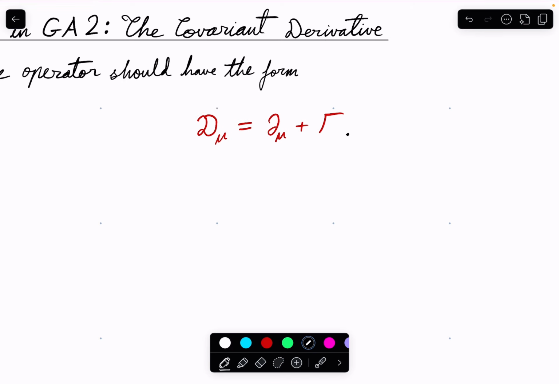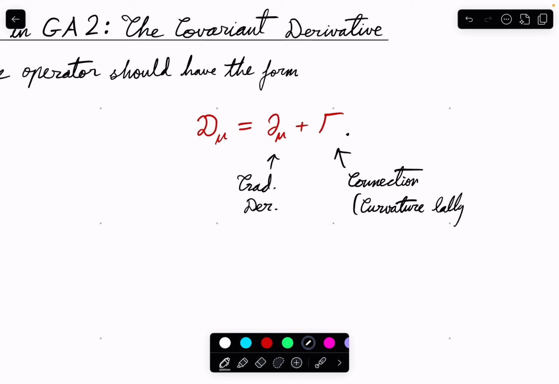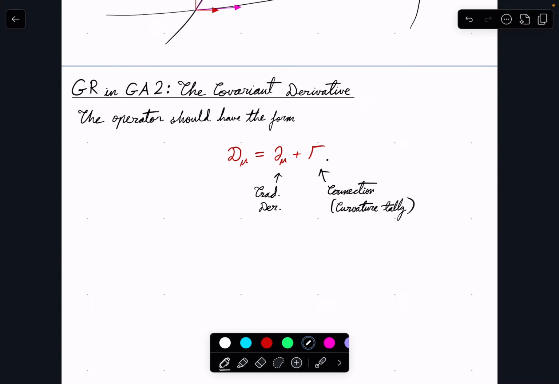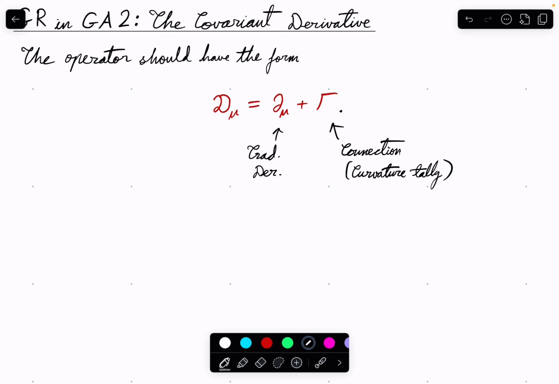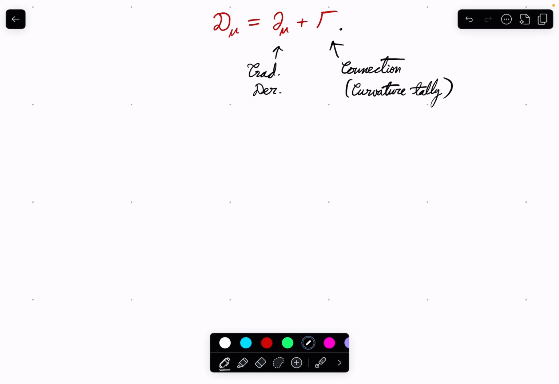So it should be of some form like this, where this is just the traditional derivative, and this right here is called the connection. This is what accounts for curvature. It's a tally for curvature. So the operator should have this form. And how do we figure out how the curvature in general relativity manifests itself so that we know how to implement a connection?